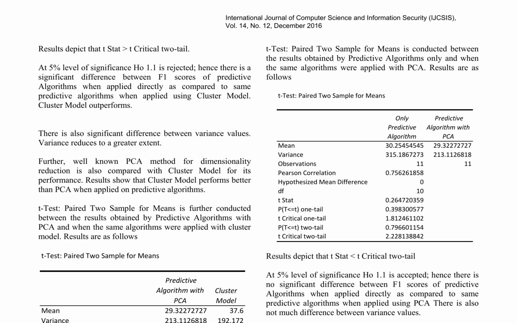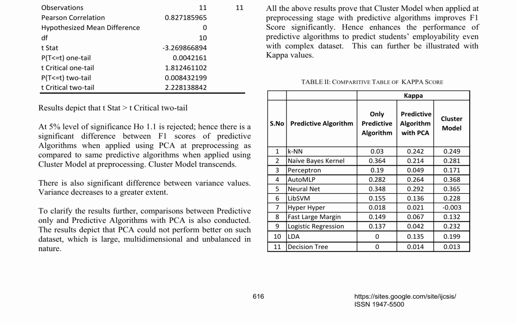Furthermore, a comparison between predictive algorithms only and predictive algorithms with PCA shows that PCA does not perform better than the direct application of predictive algorithms, with no significant difference in F1 scores and variance values. To clarify these results further, kappa values are presented in Table 2, highlighting the significant difference in mean kappa values between the cluster model and PCA, as well as the predictive algorithms only.